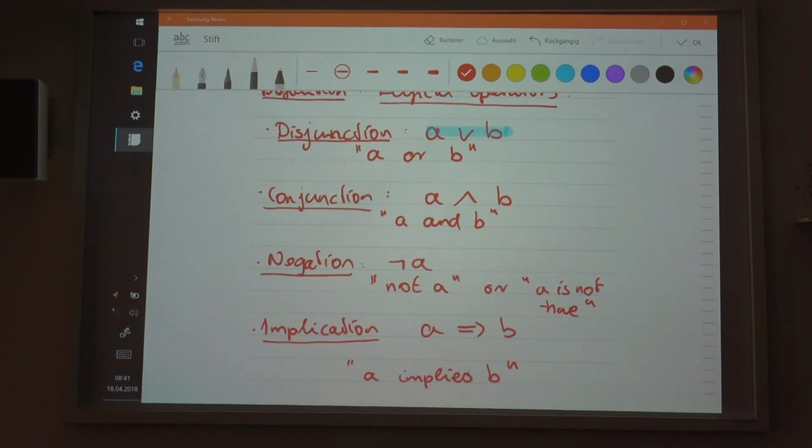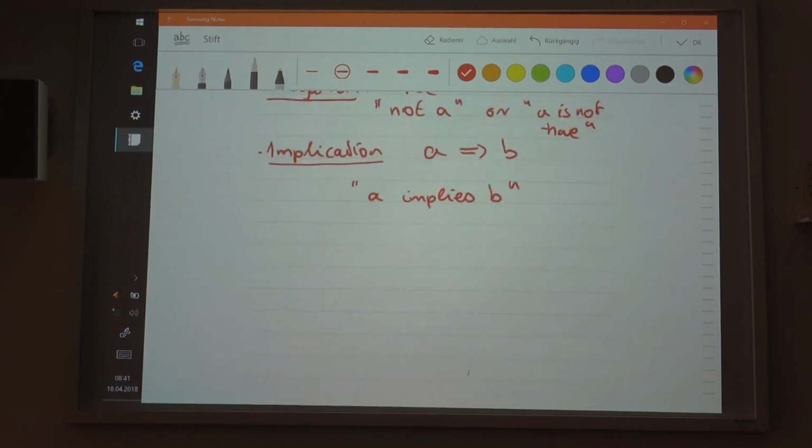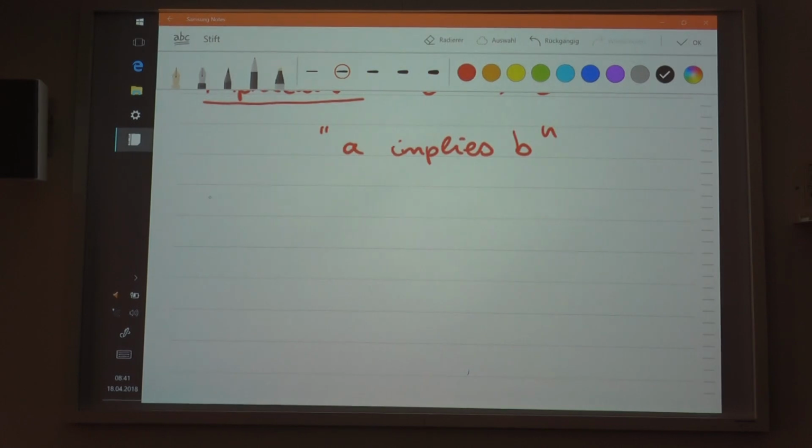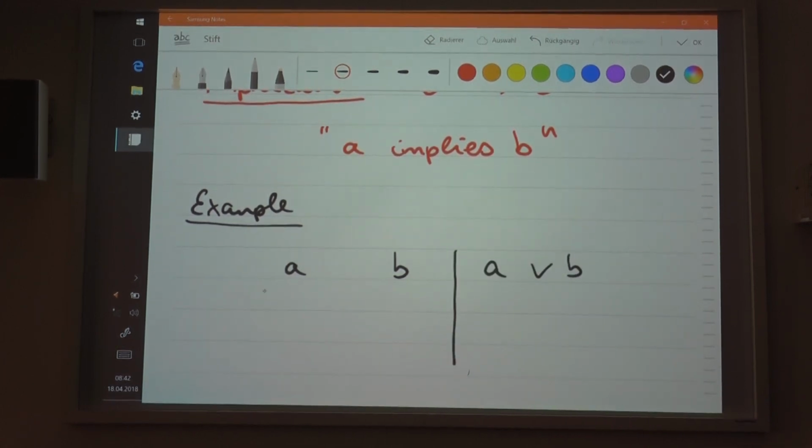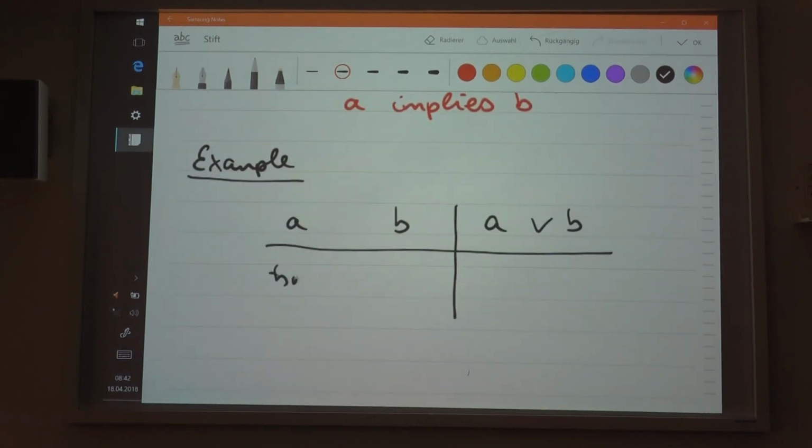Is this clear? Let me just look at, for instance, the truth value of the conjunction and the disjunction. Suppose that you have statement A and statement B, and let's consider the disjunction first, and suppose that statement A is true, and suppose that statement B is also true. So what about the disjunction? Is it true or false? Yeah, true. It's true.